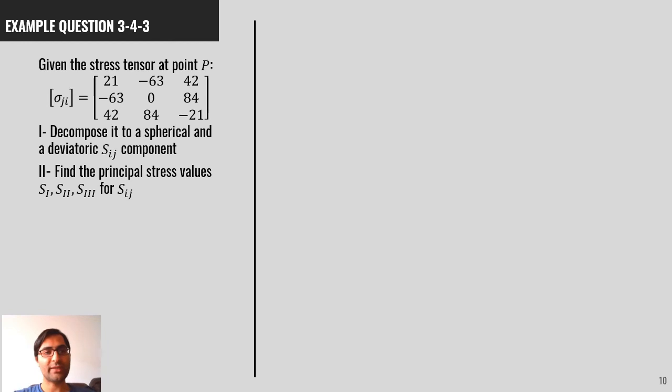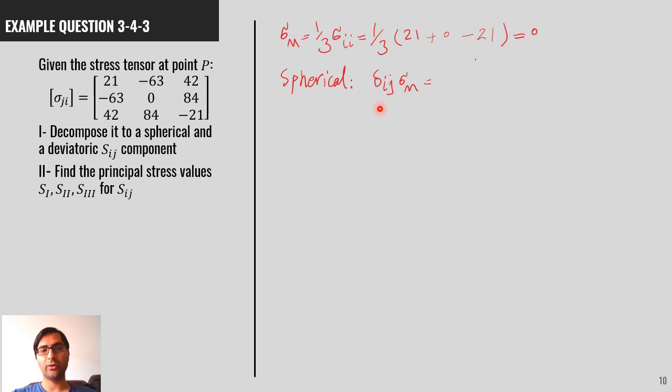Here's another example. It says, given the stress tensor at point P to be equal to this, one, decompose it to a spherical and a deviatoric component. Second, find the principal stress values S1, 2, and 3 for the deviatoric stress part. First, let's calculate the mean stress value. It's 1/3 of the trace of the stress tensor. In this case, it's 1/3 of 21 minus 63 plus 42, which is 0. So the spherical part is basically a 0 matrix.